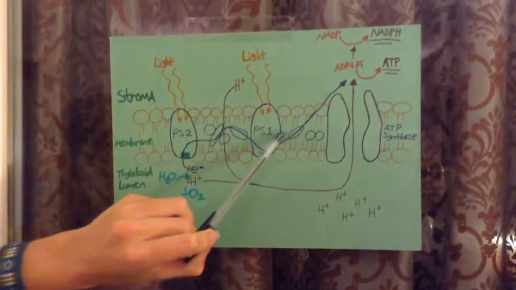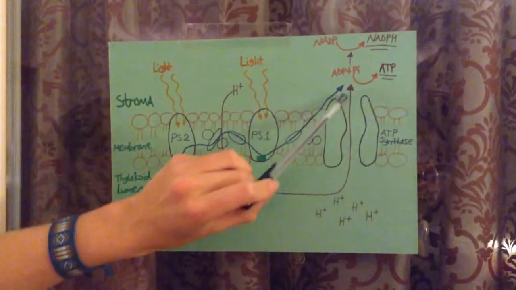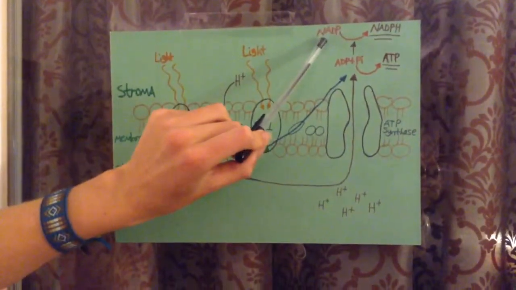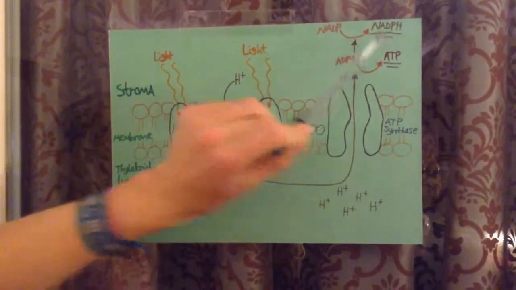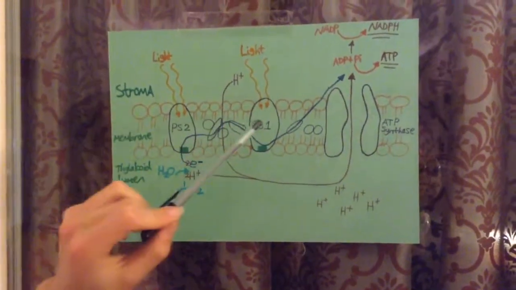One electron that leaves photosystem 1 is used to reduce one H+ ion, which is used to reduce a molecule of NADP into a molecule of NADPH. This is known as non-cyclic photophosphorylation.